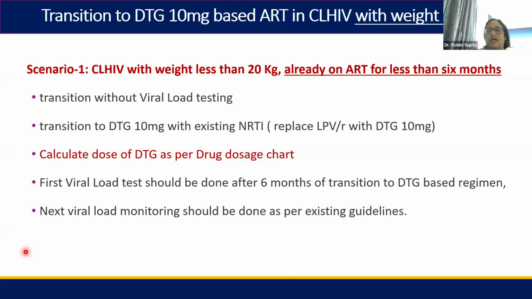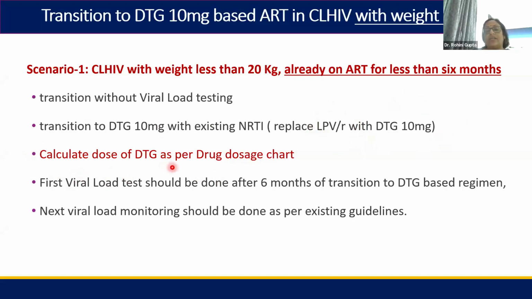So we have one case scenario in which children living with HIV with a weight less than 20 kgs have been started on ART, but the duration of ART is less than 6 months. In this, we do not need to do viral load testing, and the transition can occur without viral load testing. What we do is we replace the NRTI with 10 milligram of DTG pediatric tablets. That is, most of the children would be on lopinavir ritonavir, and we just replace the lopinavir ritonavir with the DTG 10 milligram. How do we calculate the dose?